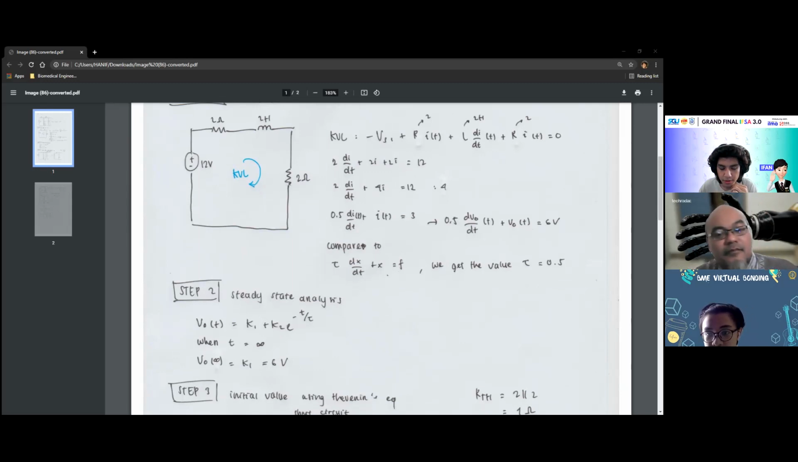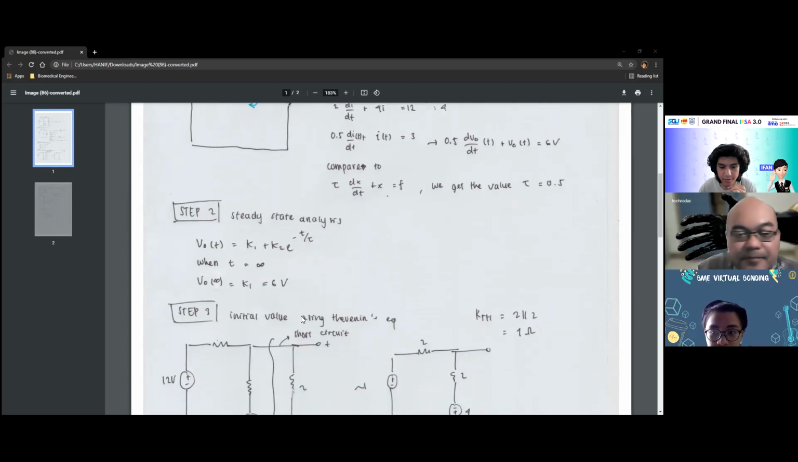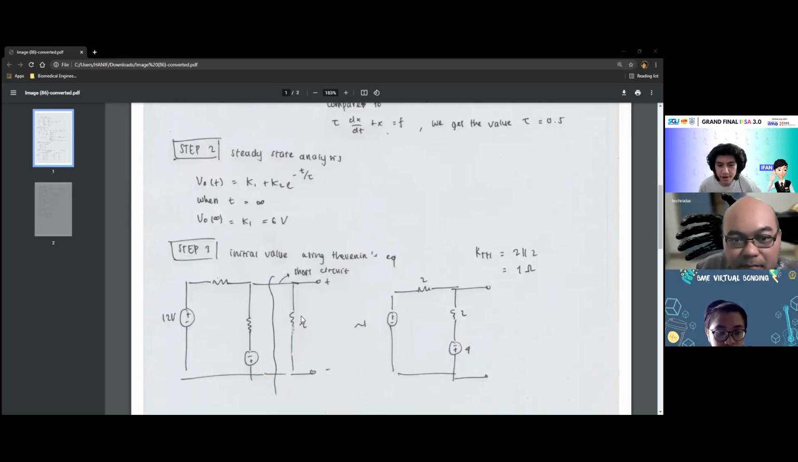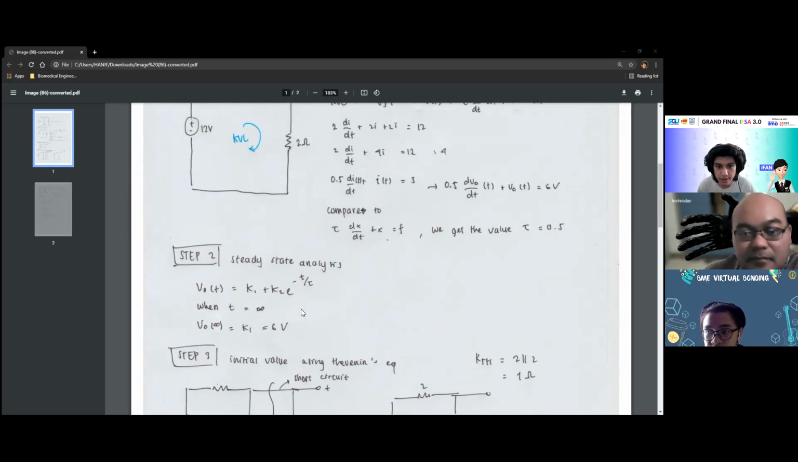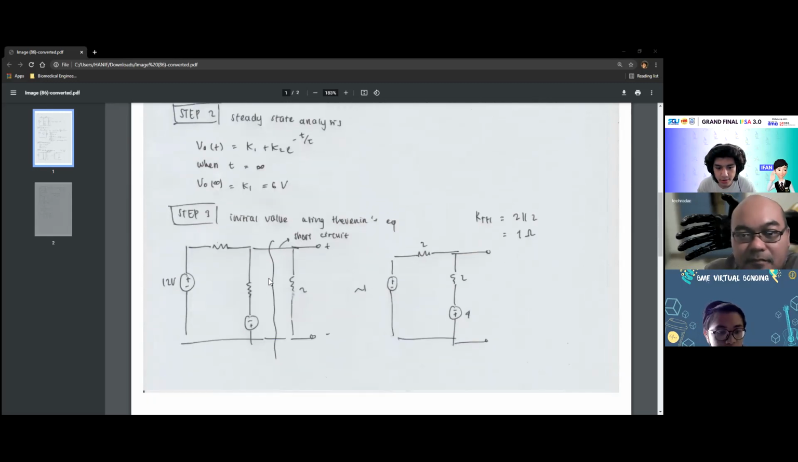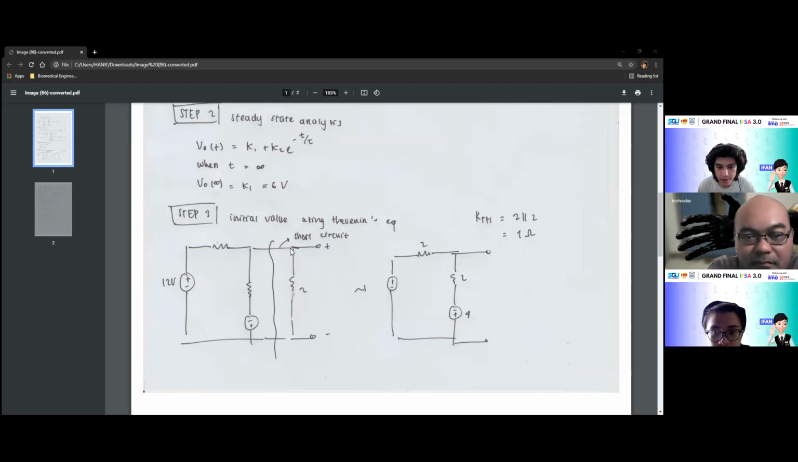So when we insert infinity in the formula we found in step 1, we got the voltage for K1 is 6 volts. So step 3 is to find the initial value. We are going to use Thevenin's equivalent because the circuit is a bit complex. As we know, if there is a forcing function from the voltage source, that means the inductor will be short-circuited. So we short-circuit the inductor, and also we make the Thevenin equivalent.